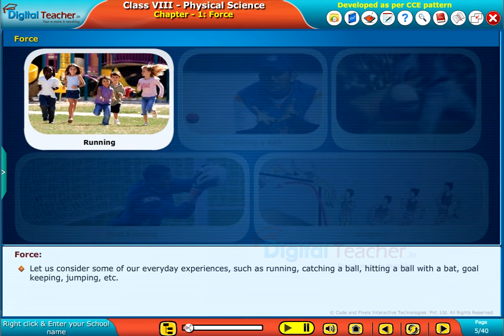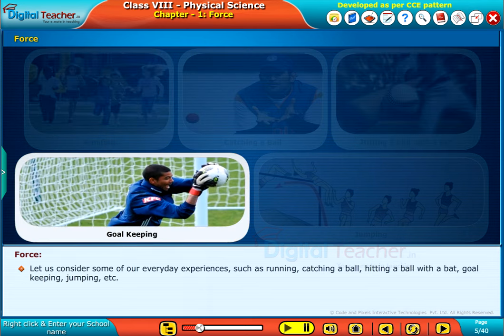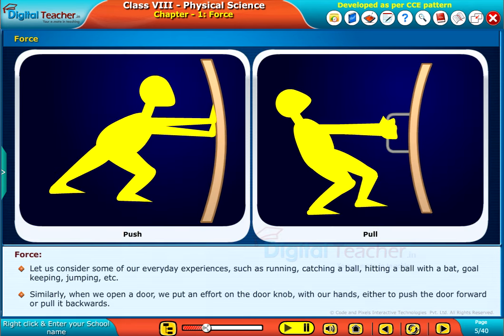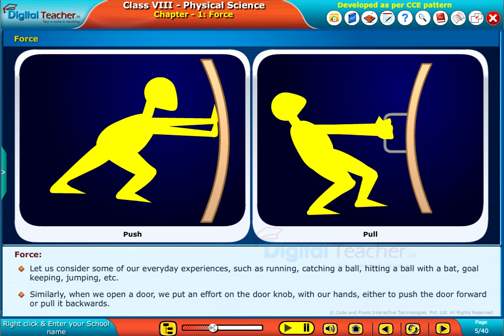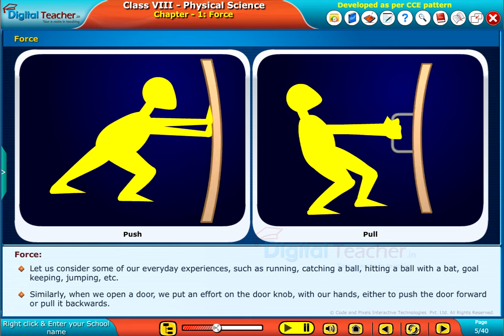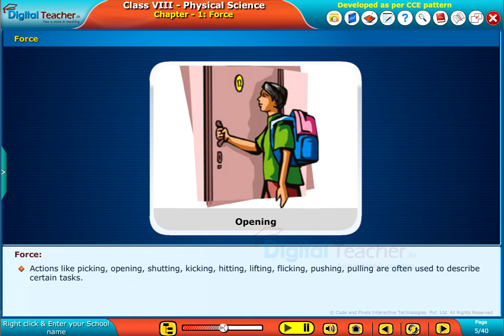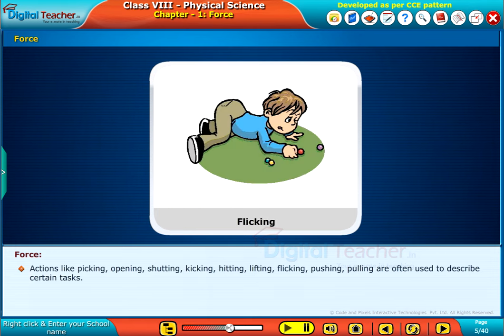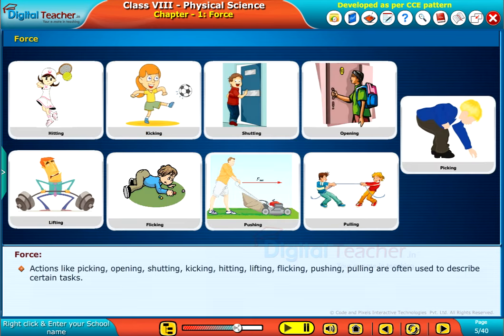Let us consider some of our everyday experiences such as running, catching a ball, hitting a ball with a bat, goalkeeping, jumping, etc. Similarly, when we open a door, we put an effort on the door knob with our hands either to push the door forward or pull it backwards. Actions like picking, opening, shutting, kicking, hitting, lifting, flicking, pushing, pulling are often used to describe certain tasks.